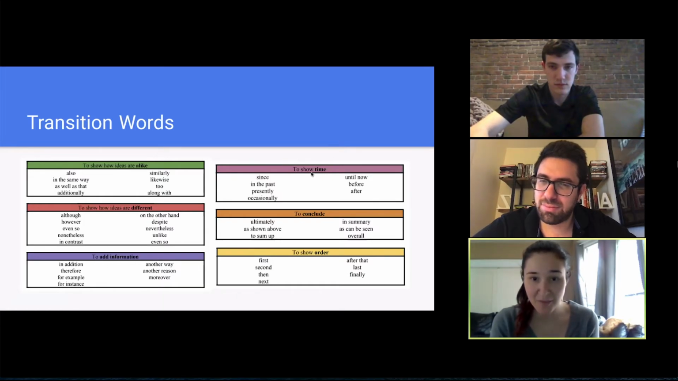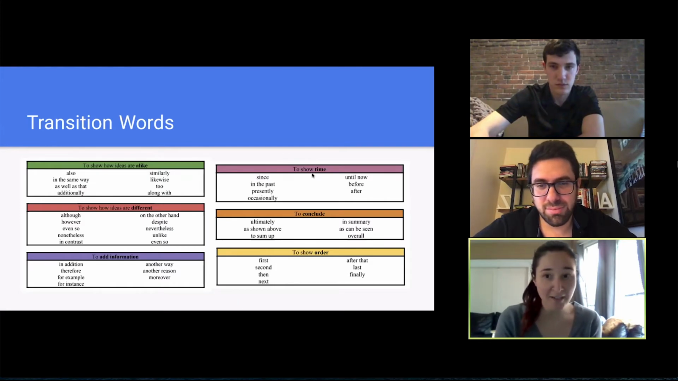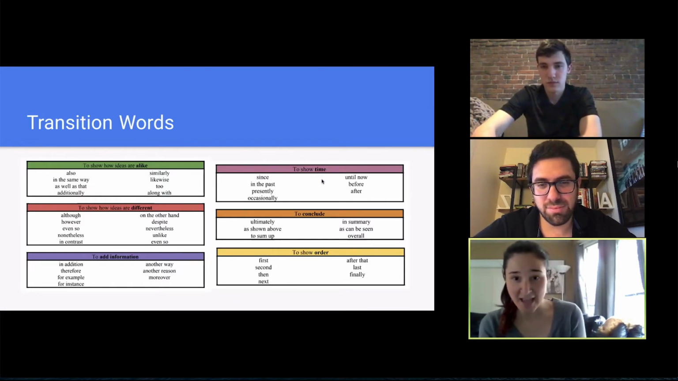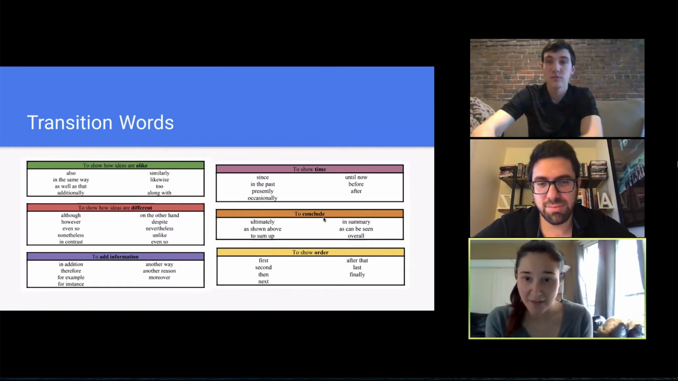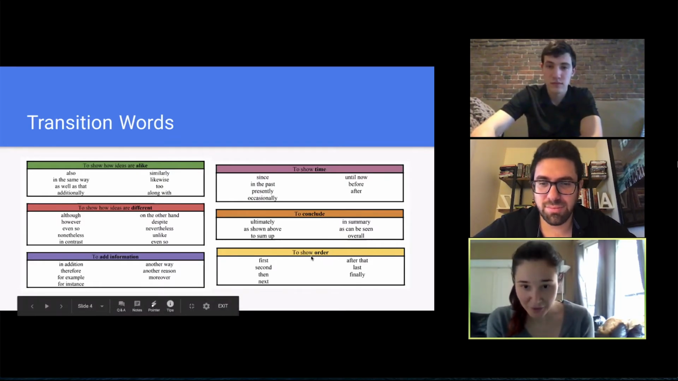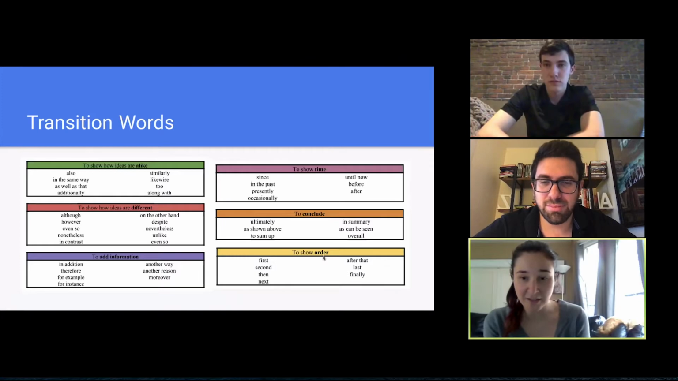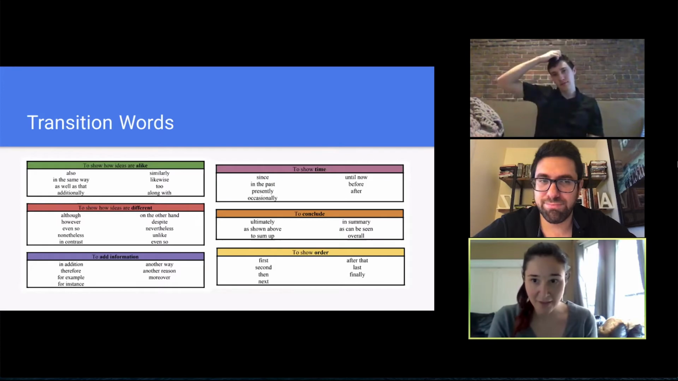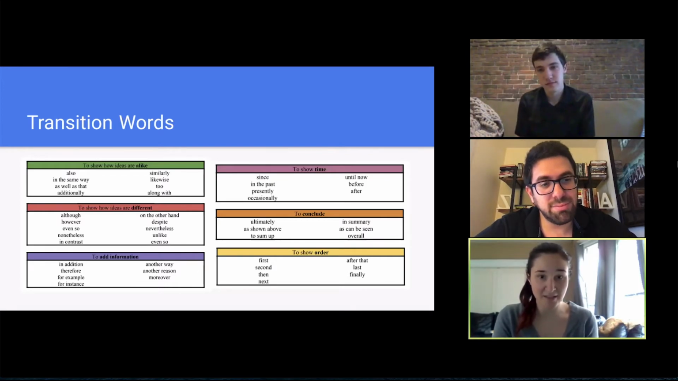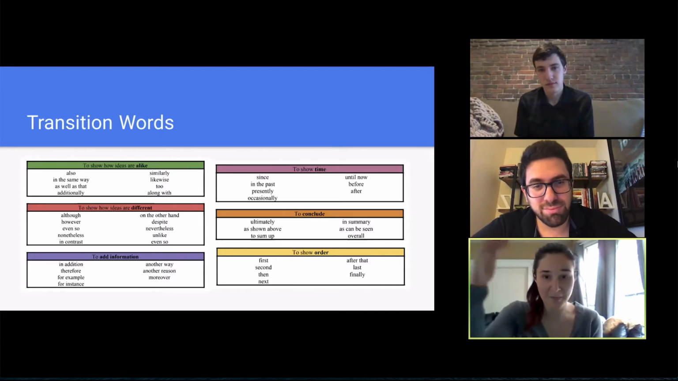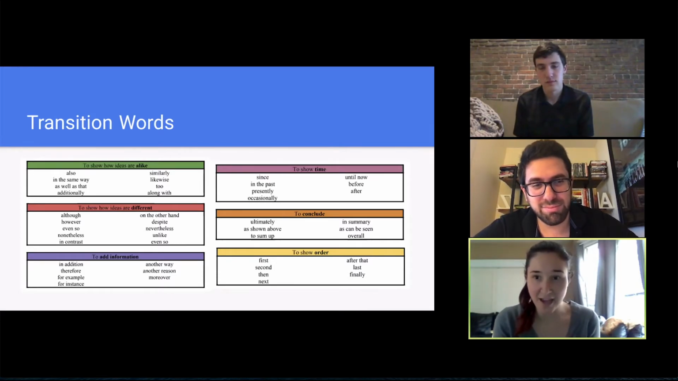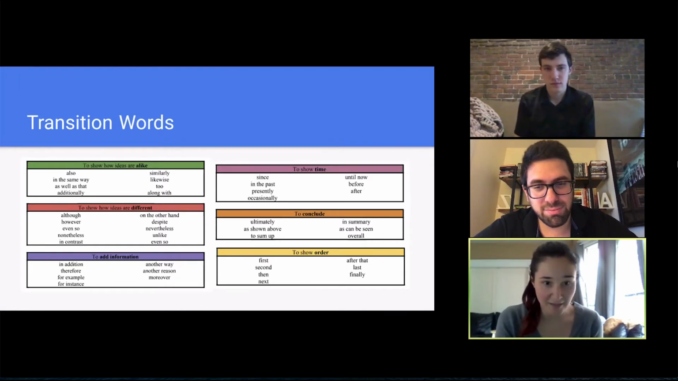to show time. So you might be talking about before at the beginning of the book, or maybe something at the end, and you want to talk about what happened first or next. To conclude is what you're going to use in the last paragraph of your essay. And then also, if you're showing an order, you want to make sure that you're making each thing clear so that your ideas have an order to them. So you want to make sure that each paragraph has one of these transition phrases in it to make sure that it flows from beginning to end and that your reader has a better understanding of your ideas.